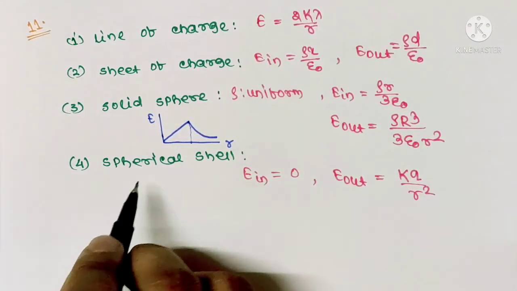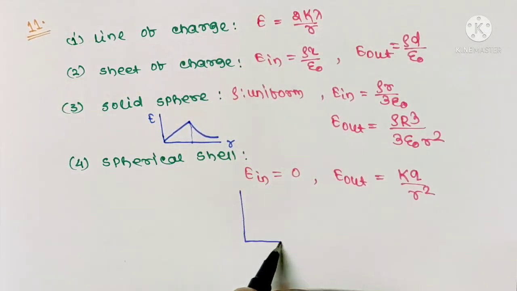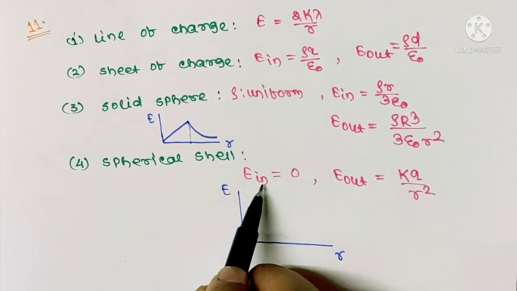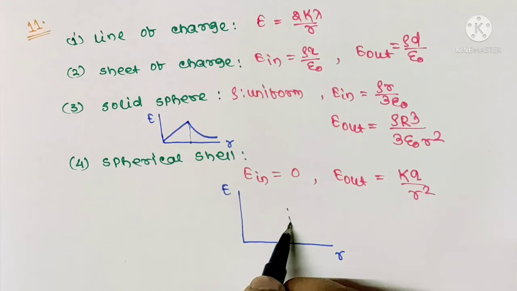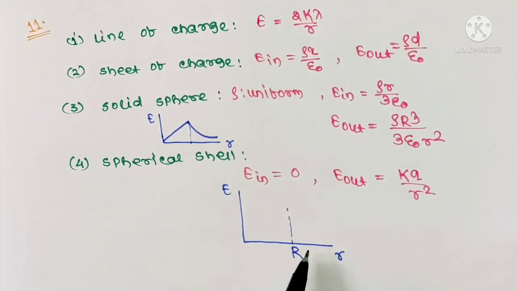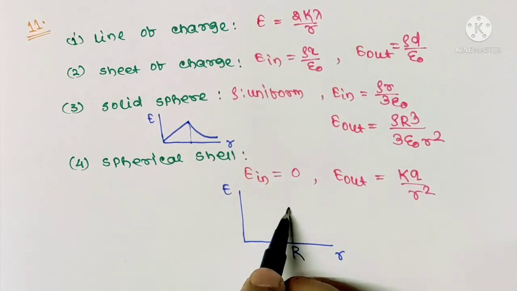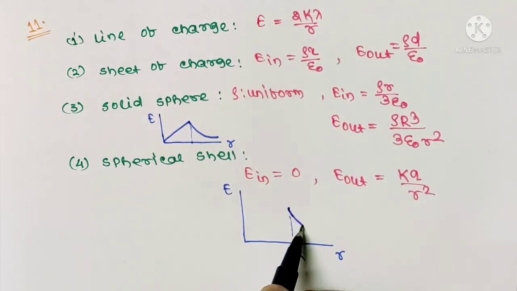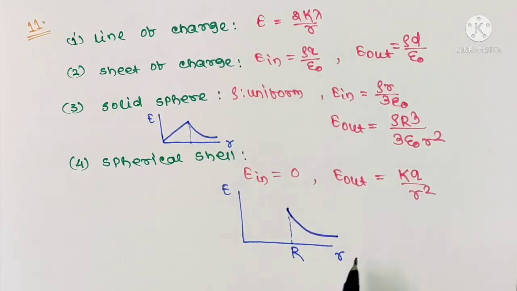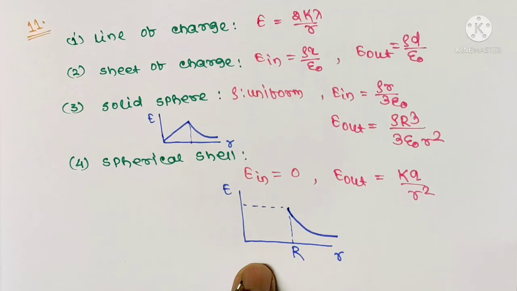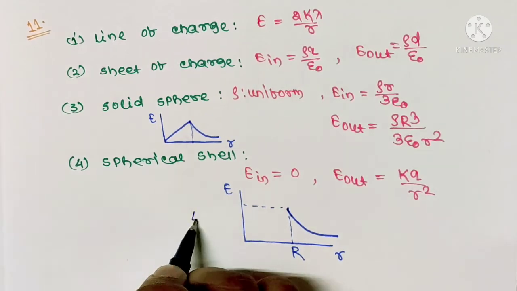Now for a spherical shell, electric field inside the shell is 0, so up to radius r it is 0. Now for electric field outside the shell, it varies like 1 by r square. So the given variation of electric field is for a spherical shell. So your correct option is option 4.